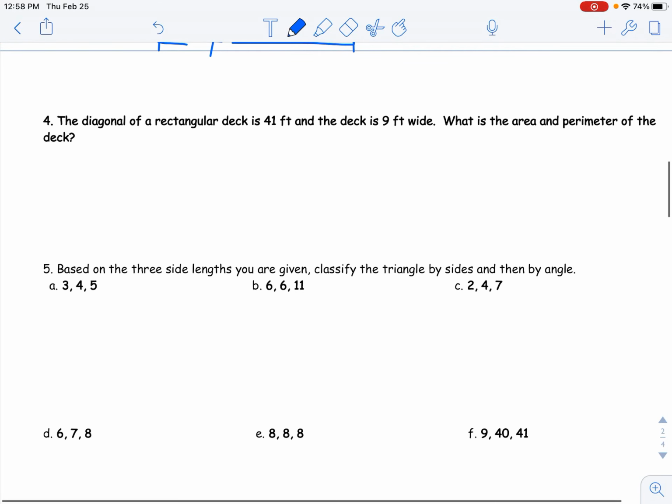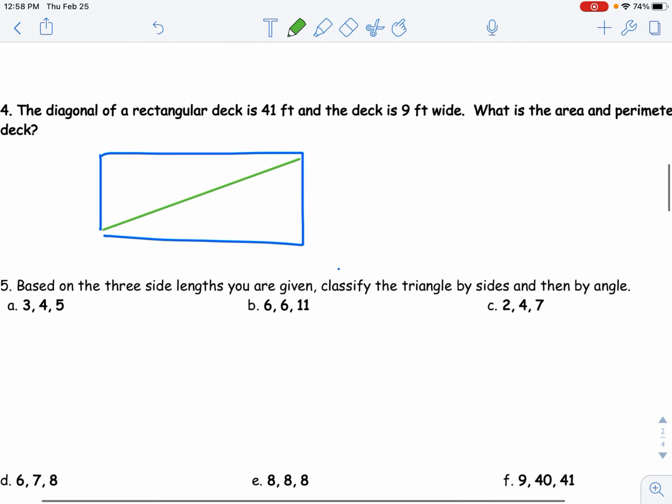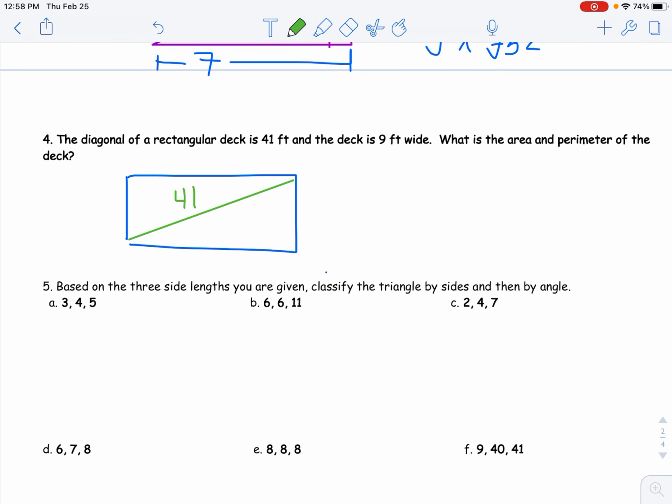All right, cruising right along. Now we have a deck. That's a rectangle. Okay. The diagonal of this deck, and diagonals are really important. I'm going to talk about that a lot in the later unit, but they're incredibly important because they guarantee right angles if certain things happen.